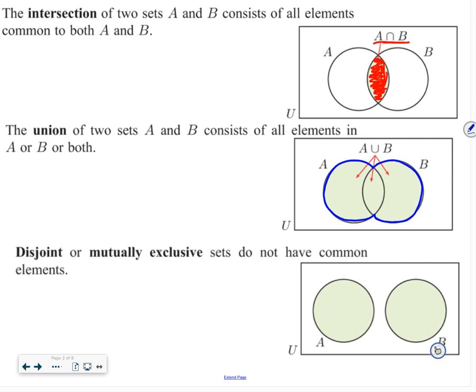If we have disjoint sets, also known as mutually exclusive, things that cannot happen at the same time, there are no common elements. It will look like this: there are two sets and there is no overlapping in either of the sets. So then they are mutually exclusive or disjoint.